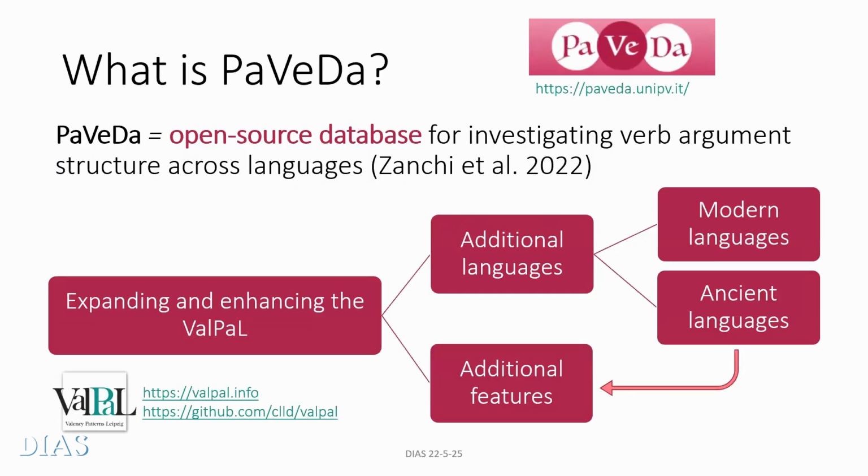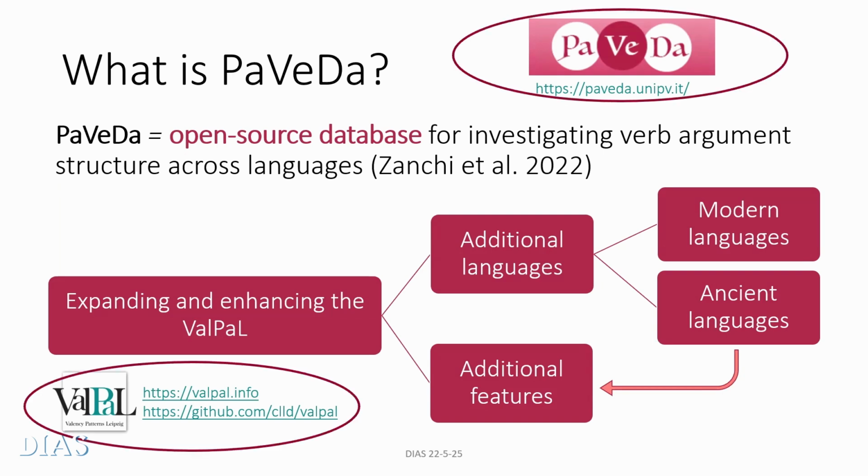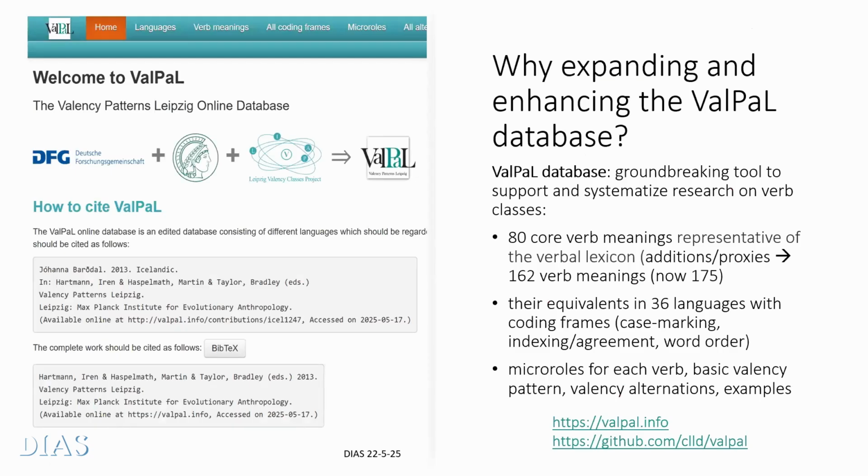Now, what is PaVeDa, the Pavia Verbs Database? It's an open source database for investigating verbal argument structure across languages, and it incorporates, expands, and enhances the Valency Patterns Leipzig database, adding new languages, in particular ancient languages, but also modern languages, and adding new features, in particular one new function I will illustrate. Now, these are the websites. Both databases are accessible online, but Old Irish is still in the test version, so it's not publicly available, but it will be in the near future.